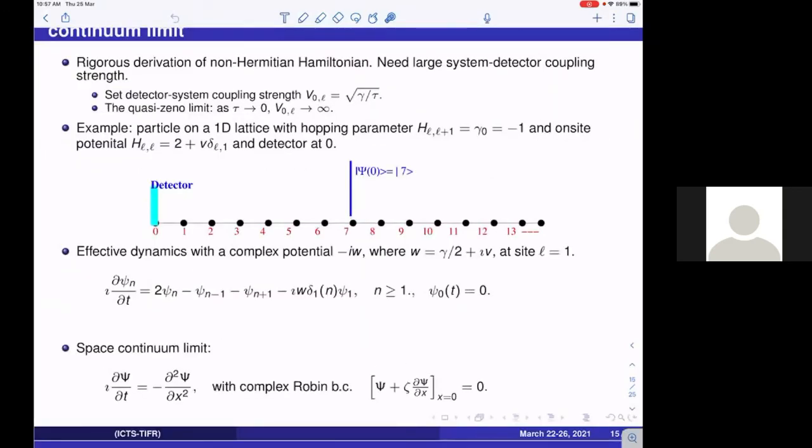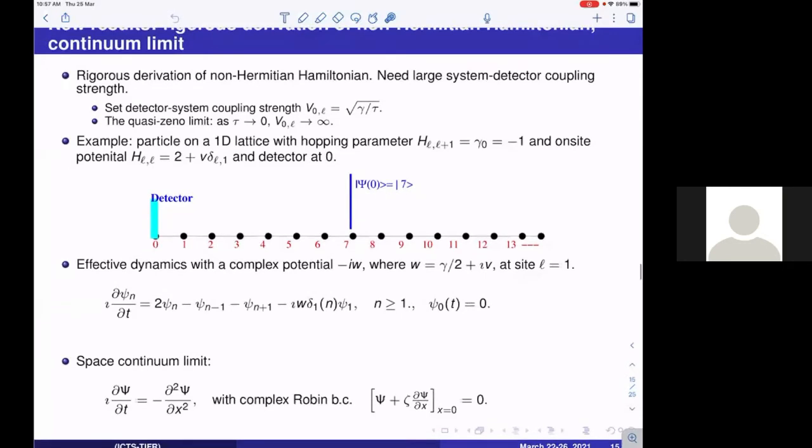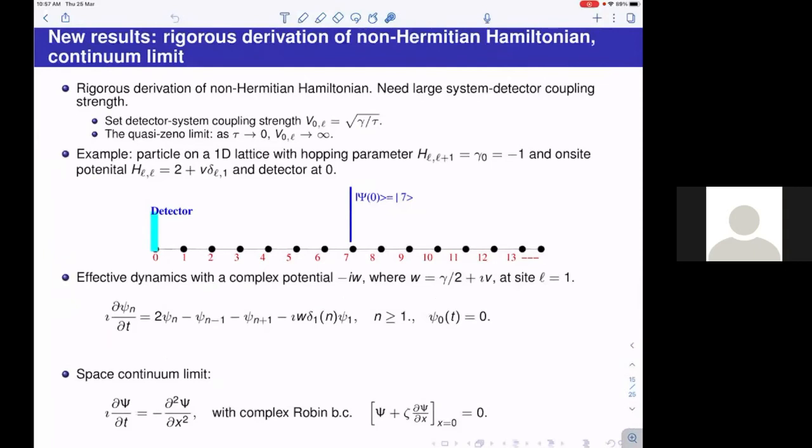This is just a summary of what we've obtained in this new paper. One is a rigorous derivation of this non-Hermitian Hamiltonian, where we need this large system-detector coupling strength, and in particular this form. And in this case, you can take the tau going to zero limit without running into the problem of the Zeno paradox.